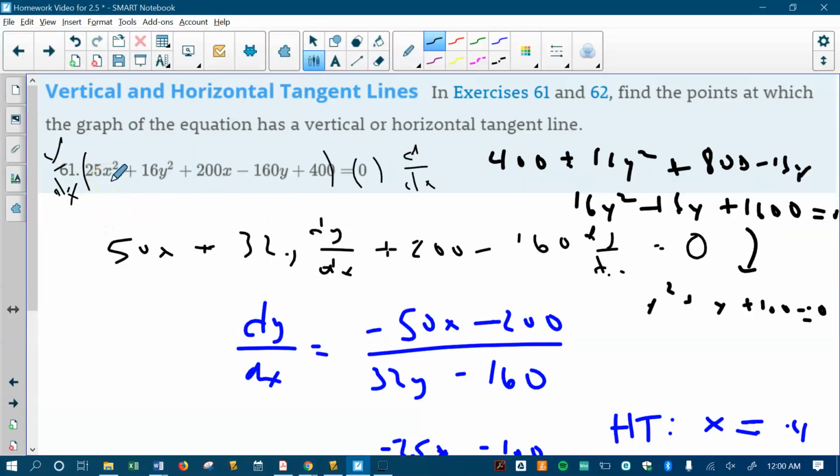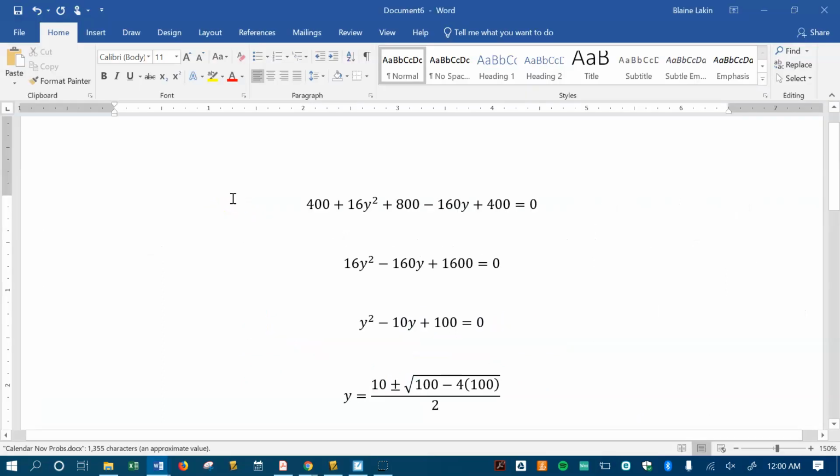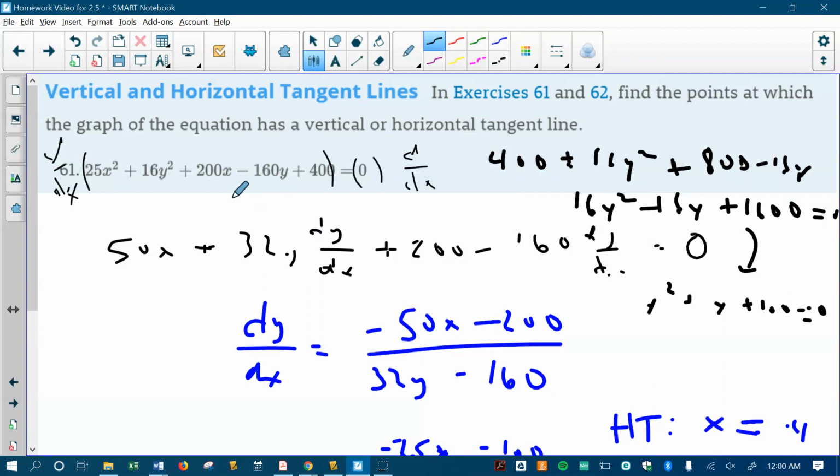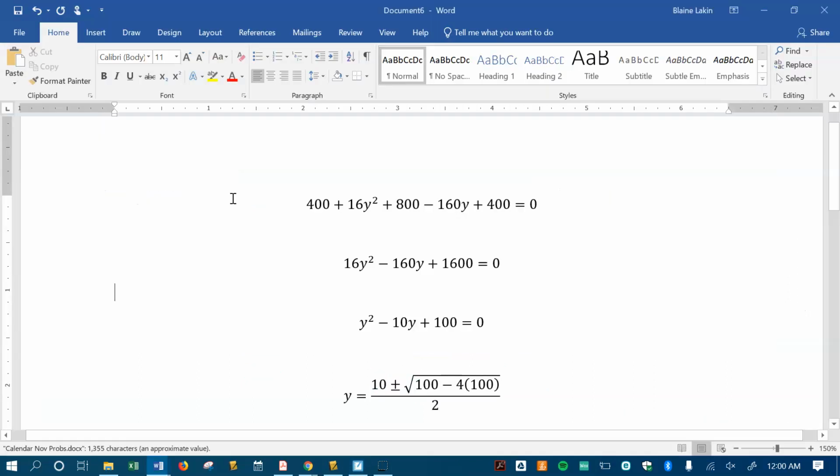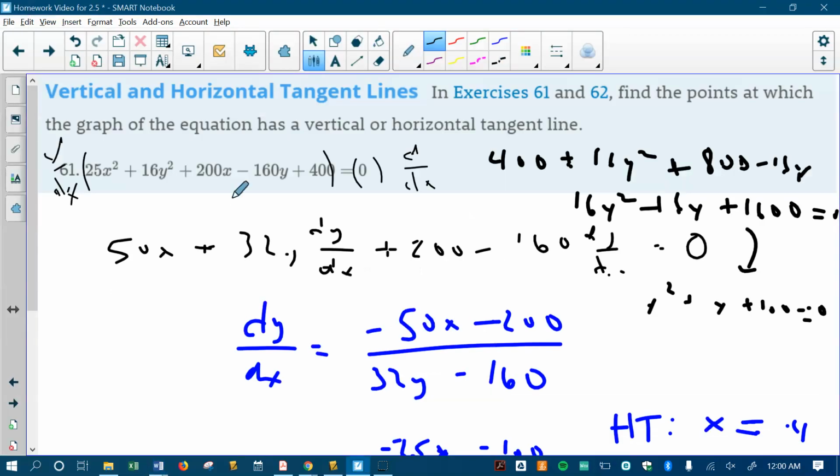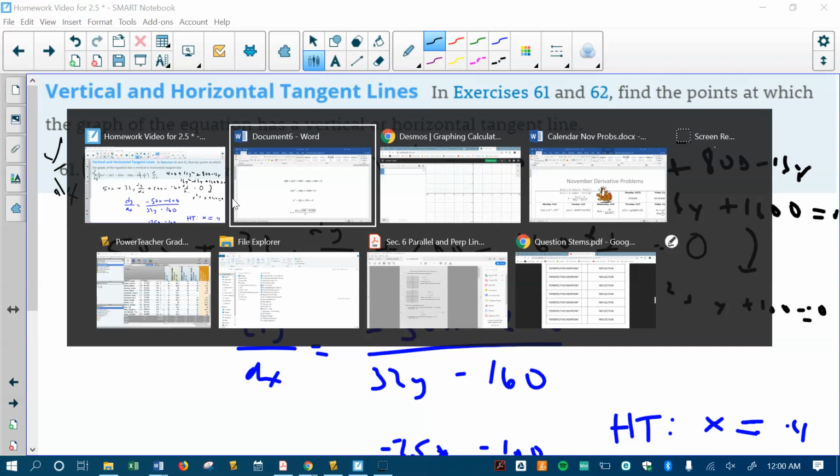4 squared is 16. It's 400 plus 16y squared. That's another 4 is 800. That's 1200. That's 1600 for sure. Minus 160y. That's 16y squared minus 160y. That's right. Looking over the work, my math is telling me there is no point, even though we got a horizontal tangent value at x equals 4, it's saying there is no actual point of 4 comma something on the graph.